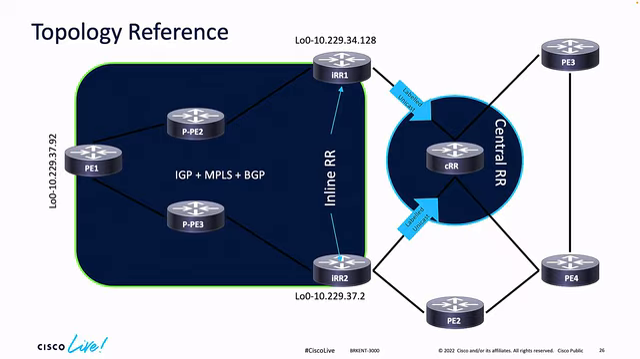This is an example from MPLS. And so here we have a PE router. I just want to go over the diagram, then we'll go over the show commands. So this PE router's loopback is 10.229.37.92. It's advertising its loopback to these route reflectors. We have an IGP MPLS BGP network here.